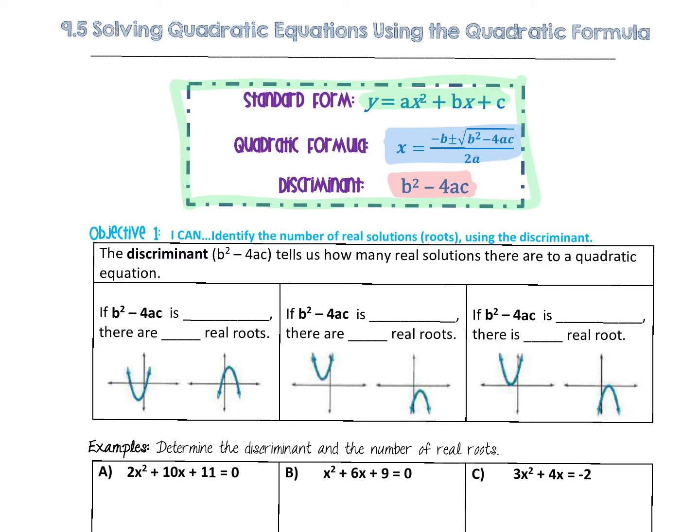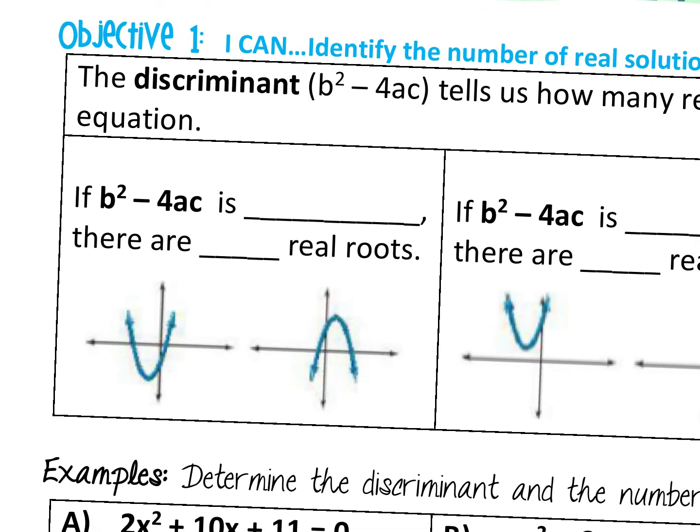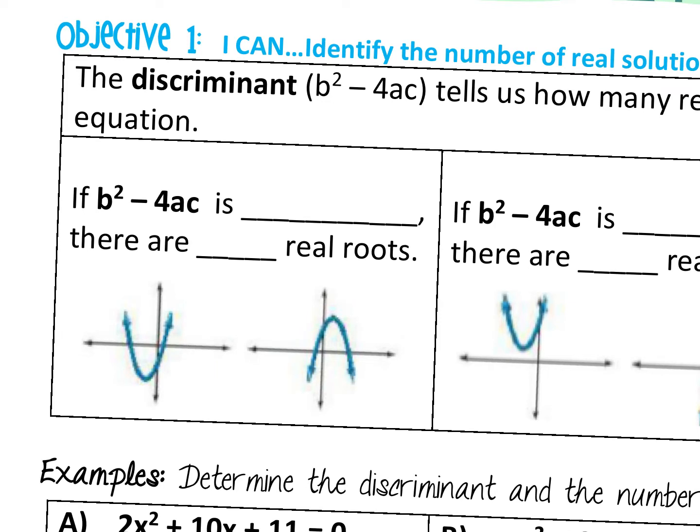Notice how it crosses the x-axis in two places, here and here. So it could open up, it could open down. So if my discriminant is positive, there are two real roots.